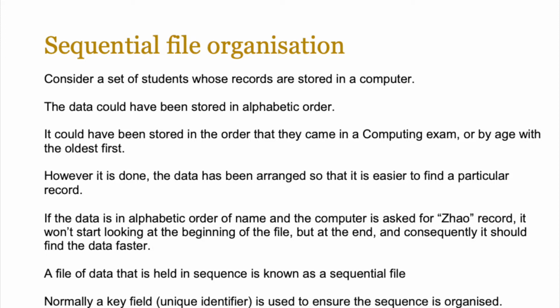A file of data that is held in a sequence, therefore, is known as a sequential file. And it uses a key field, which is basically a unique identifier to ensure that the sequence is organized in order to help us find things quickly.